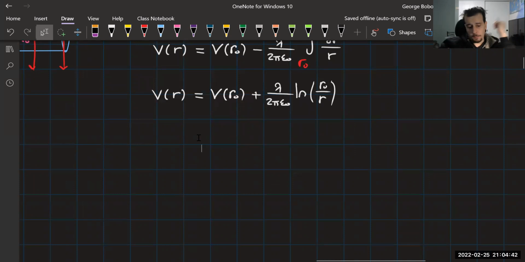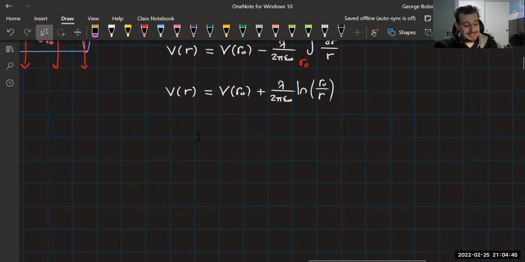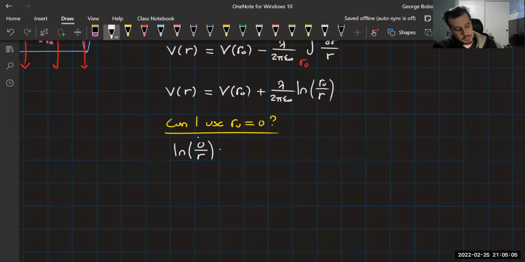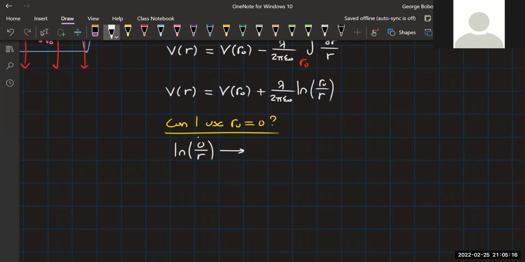Okay. So George here at this point, when he's here, he's going to ask, can I use R naught equal to 0? Can you? What happens? Tell me, what happens if I use 0 in here as my reference? What do you notice? Olivia? I can't really remember, but I don't think ln 0 exists.